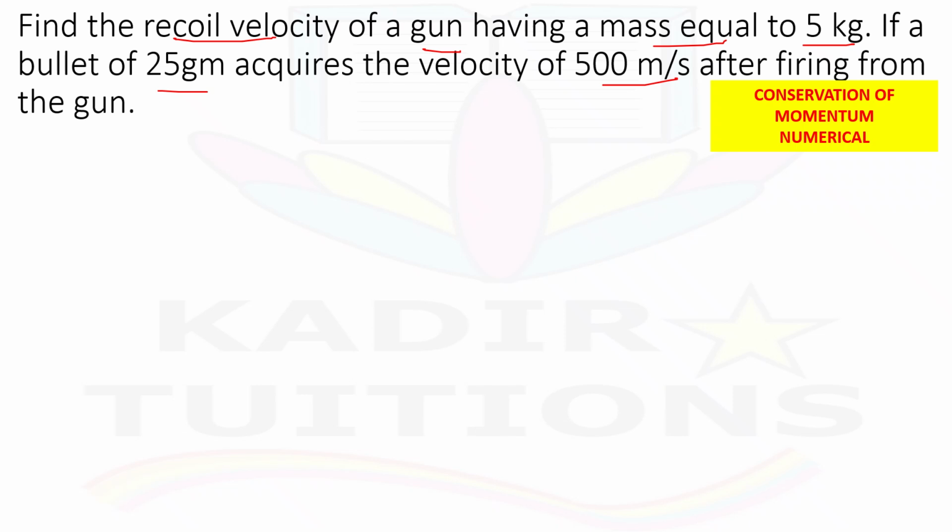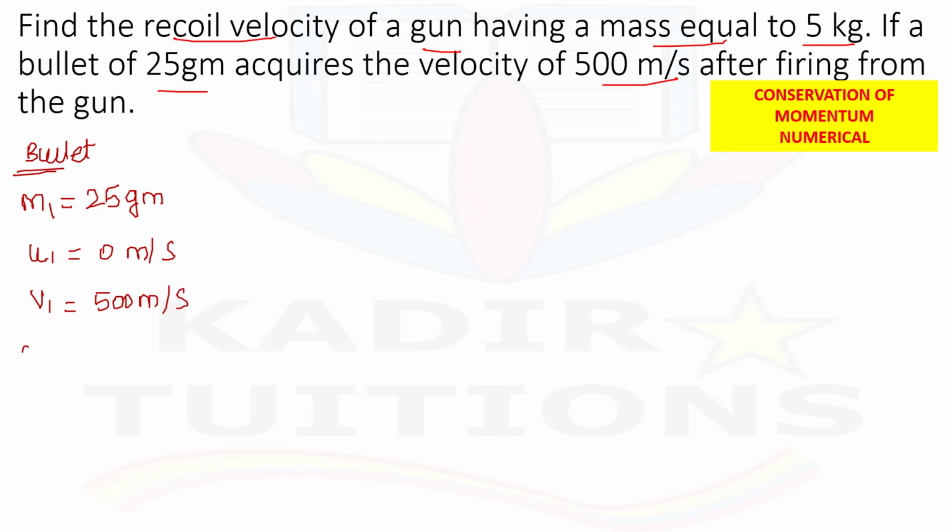Let us consider the bullet first. I am writing all the data of the bullet. What is the mass? I can consider the bullet mass as m1. The mass of the bullet is 25 gram. And what is the initial velocity? That means before firing, what is the speed of the bullet? It's 0 meter per second. And what is the speed of the bullet after firing? It is 500 meter per second.